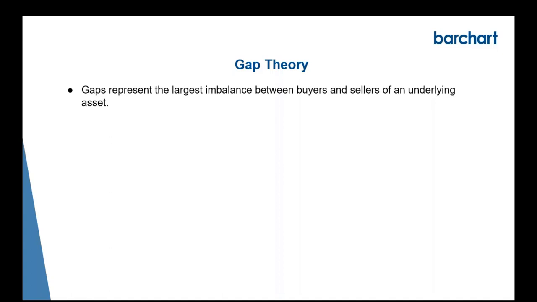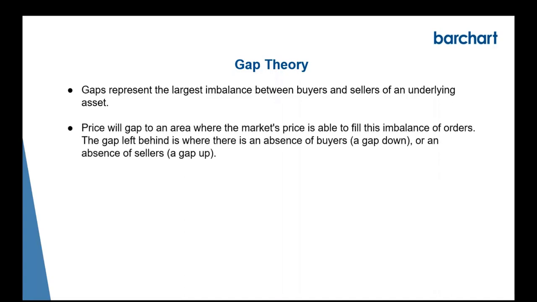Gaps represent the largest imbalance between buyers and sellers of an underlying asset. Price gaps will gap into an area where the market is able to fill this imbalance between our orders. The gap left behind is where there's an absence of buyers, a gap down, or an absence of sellers, a gap up.